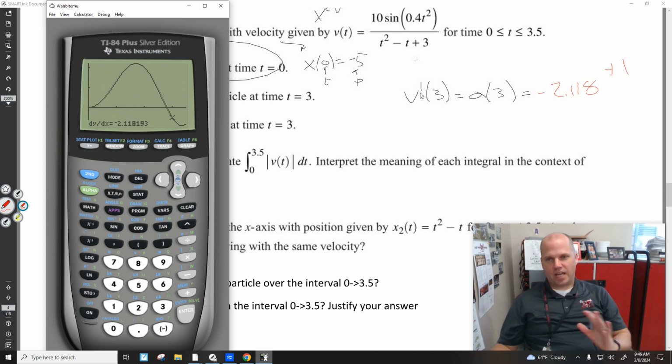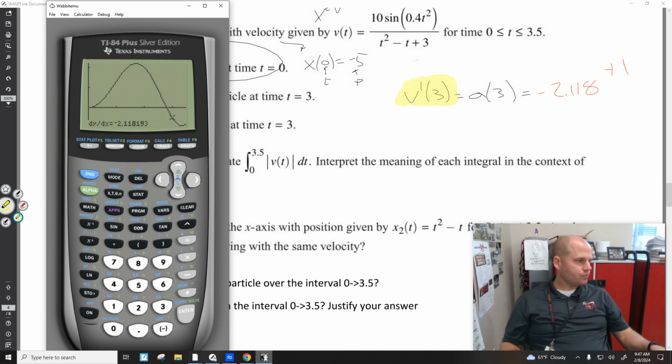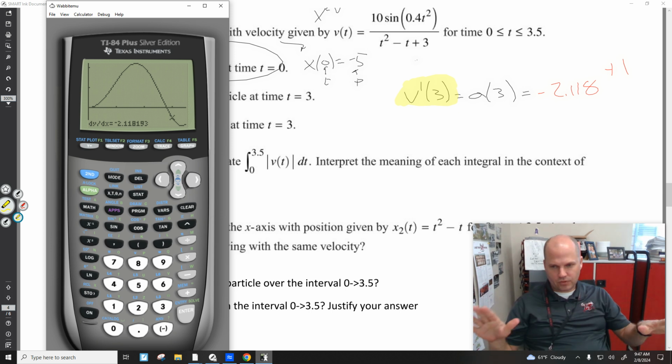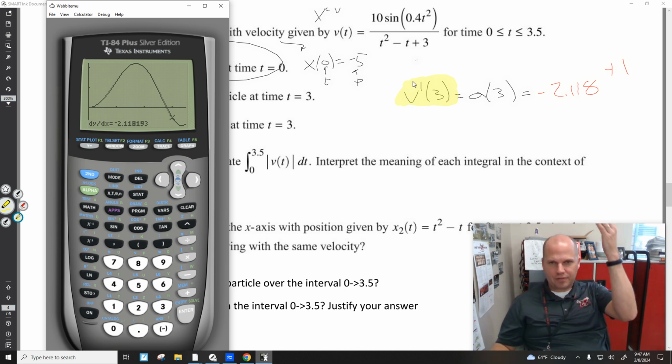Now, you have to say v prime. You have to say, oh, this is the derivative of v at 3. You can't just say a of 3 equals. I don't think they'd accept that, you know? Say, I'm looking at the derivative at 3.